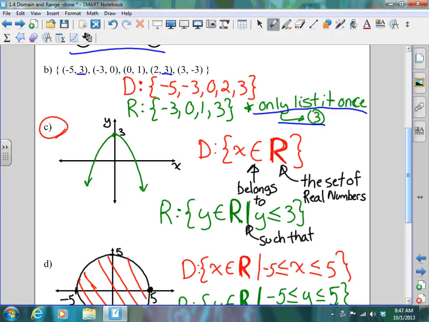So the domain is such that x belongs to a set of real numbers. This little e, or scripted e, means "belongs to," and the bolded R is the set of real numbers. So in this case, ladies and gentlemen, as we take the expression further down in either direction, it's going to go further left and further right. There are no restrictions as you go left and right. It can be any value for the domain.